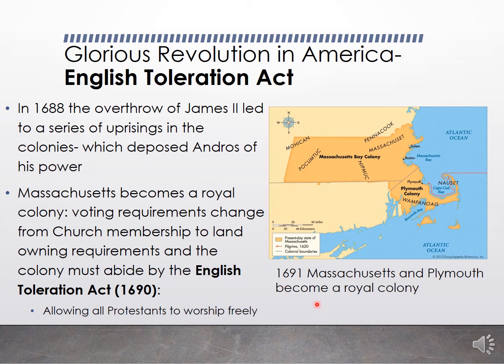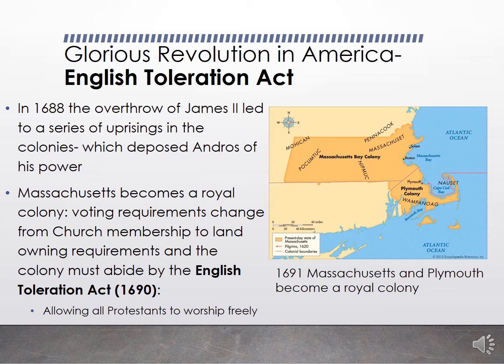is it allows all Protestants to worship freely. So this is going to be a major upset for these Puritan colonists who really wanted to, like I said, keep their insular religious communities. They wanted to reject any other type of religion. They wanted to ostracize, they wanted to make laws that discriminated against other religions. The English Toleration Act of the British Parliament that was passed in 1690 does not allow them to do that anymore.